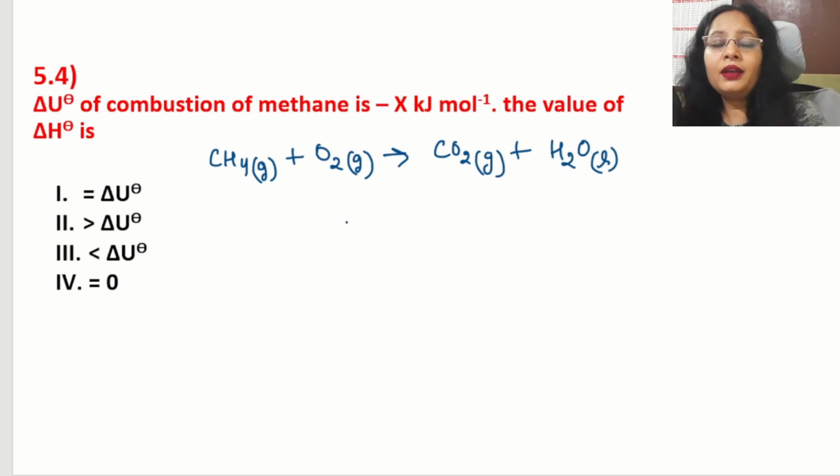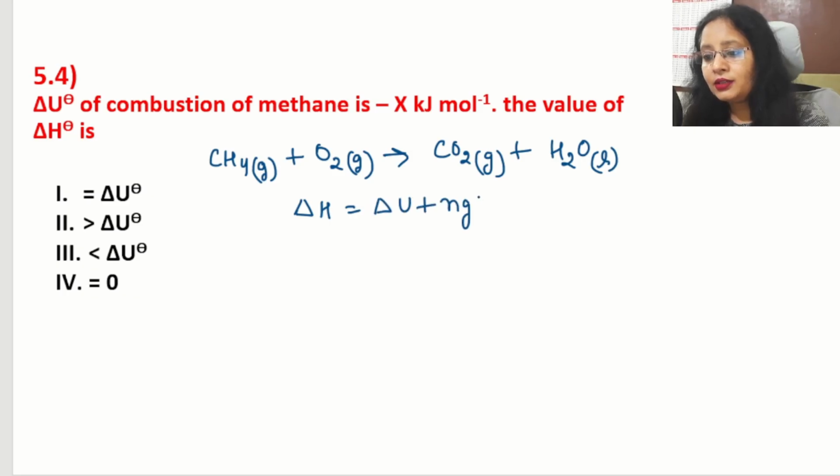So let's remind the relation between delta U and delta H. We studied that delta H is equal to delta U plus delta Ng RT. We studied this equation earlier in the enthalpy portion. So here this is the relation. From this relation we will find, if delta U is given, what will be the delta H value. Now what is Ng here? Ng is the number of moles of gases produced in the reaction. Produced means total number of moles of gas.